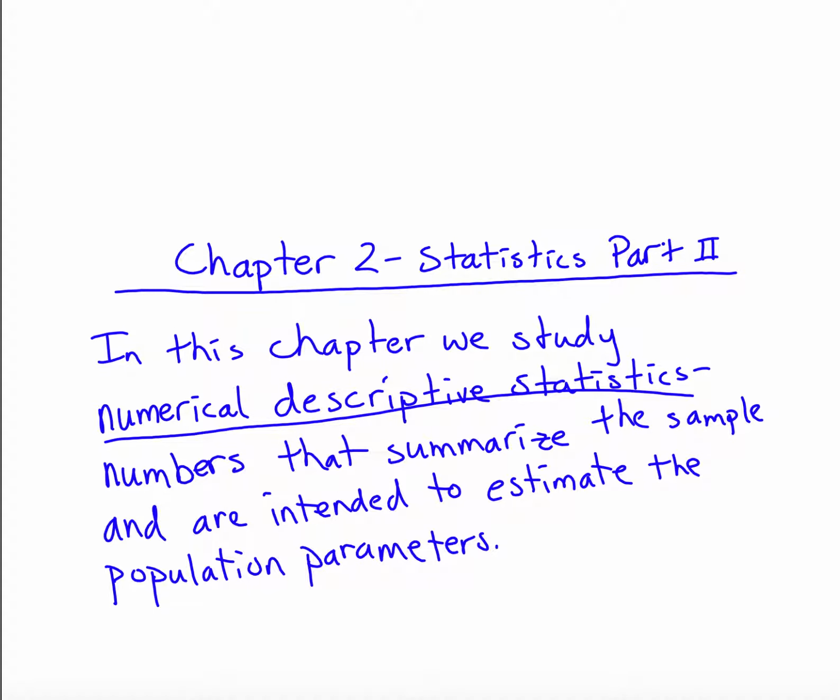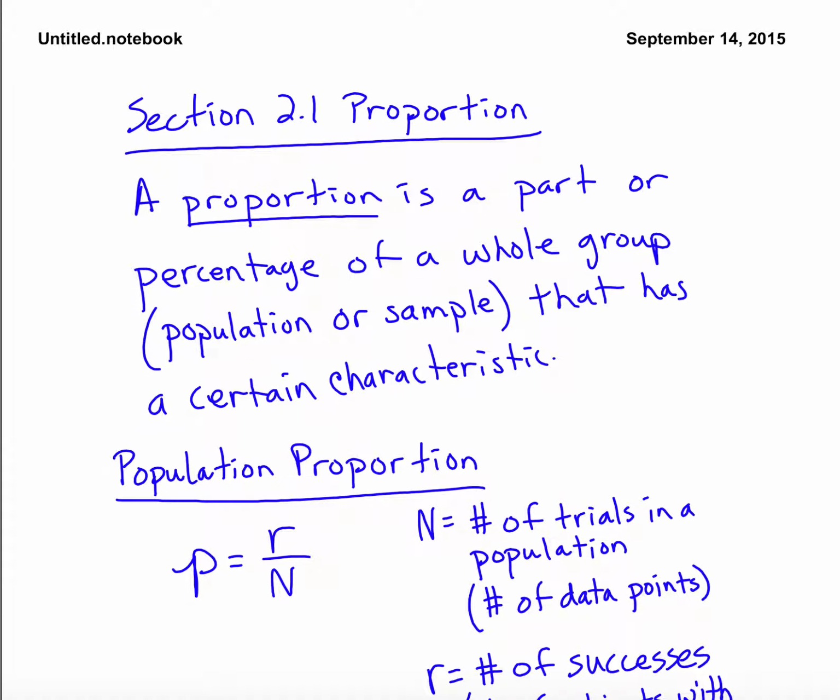So let's start off looking at what we would use a lot when we have qualitative variables. If we happen to have a qualitative variable, one of the things you might want to look at is a proportion, or a part or a percentage of the whole group, whether it's the population or sample, that has a certain characteristic. So you may want to look at how many people prefer the color blue, how many people like Star Trek, or how many people are members of some political party.